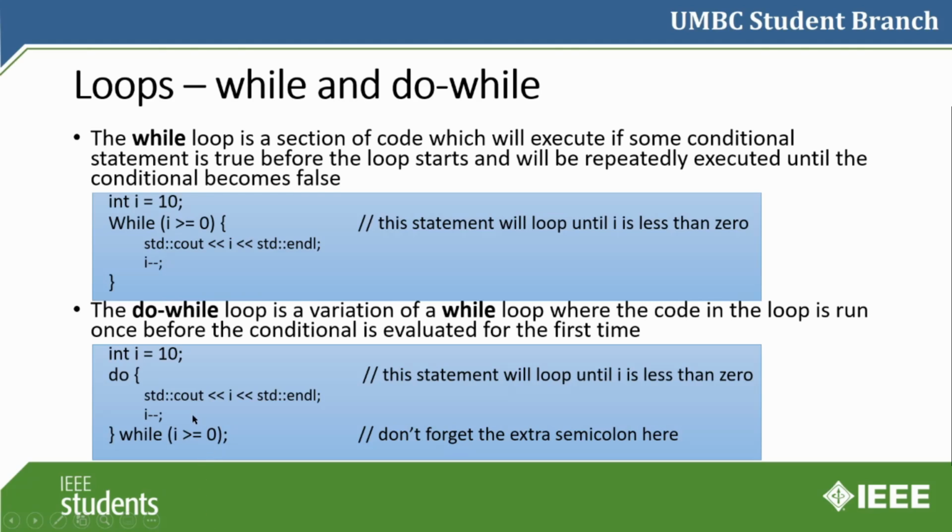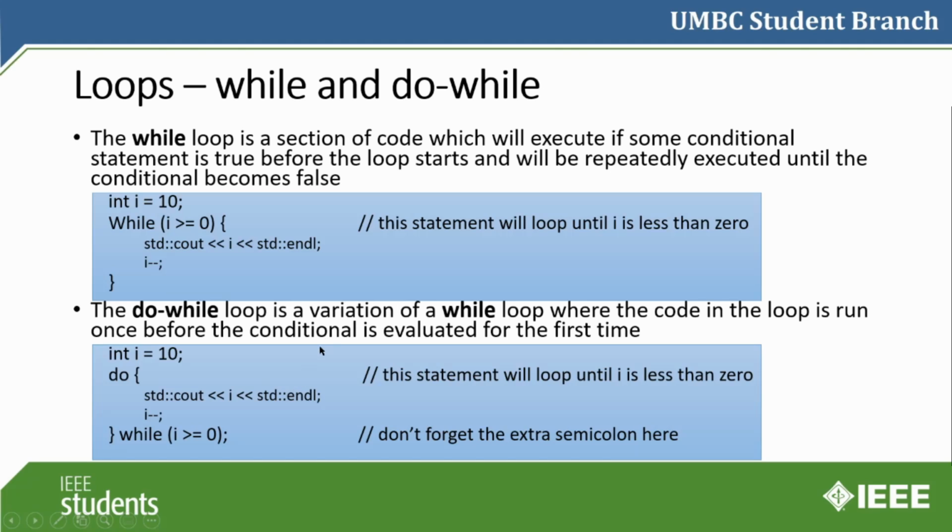The do while loop is very similar to the while loop, with the only caveat being that the code that is in the loop is run one time before this condition is evaluated. The one thing you have to remember is that you have to add an extra semicolon over here. So now, these are a little long. You have to type out basically 5 lines of code for either of these.